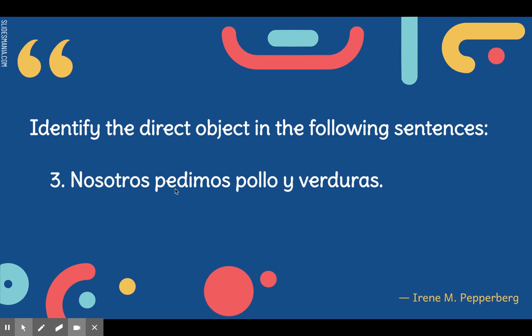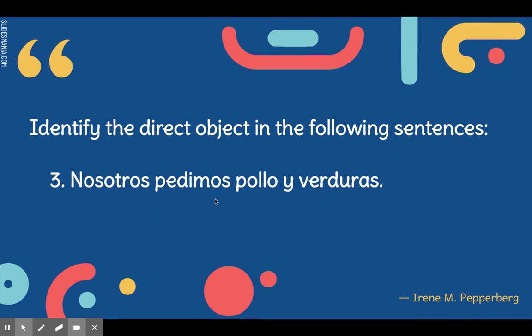Let's figure it out. It says we order chicken and vegetables. So chicken and vegetables is my direct object. My pronoun, because there's two different things. One is masculine and one is feminine. You're going to go ahead and pick the plural masculine. Anytime there's a masculine in there with the feminine, you have to go masculine. Okay? So I'm going to pick los because I have two things and they're different.